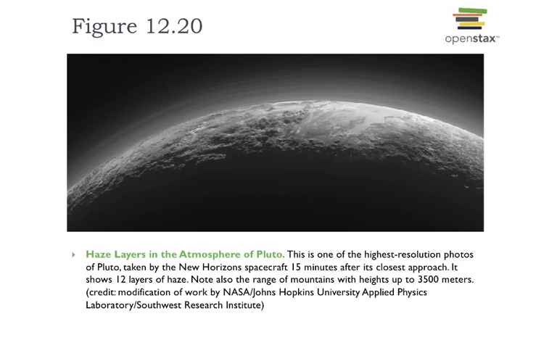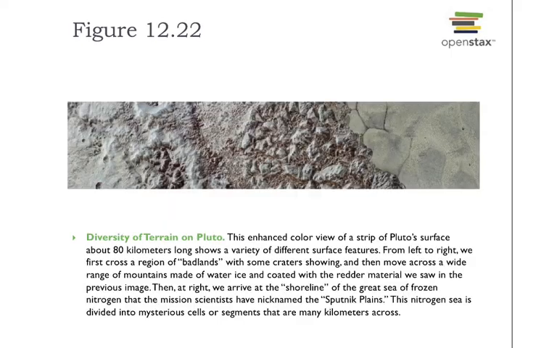Here is an image of Pluto, and we could see a light haze on top, which is the atmosphere. Very thin atmosphere, but nonetheless, Pluto does have an atmosphere. And here we could see some of the terrain there. So what they consider the bad lines, rougher terrain there, mountains. And then we see some smoother terrain out on the right there. So again, evidence of some type of activity there.